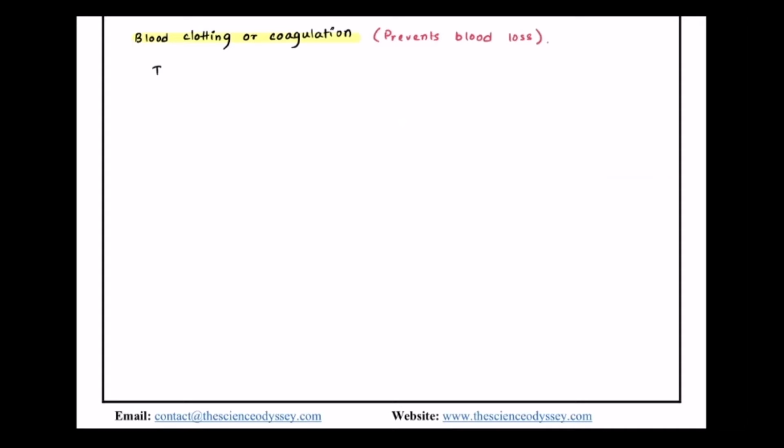So when there is an injured tissue, what happens? That injured tissue releases something called thromboplastin. And the platelets, as you remember, we have talked about the platelets. It's the number of platelets that can be present. And the major function of platelets was this blood clotting. So the blood platelets at the site of injury, they disintegrate.